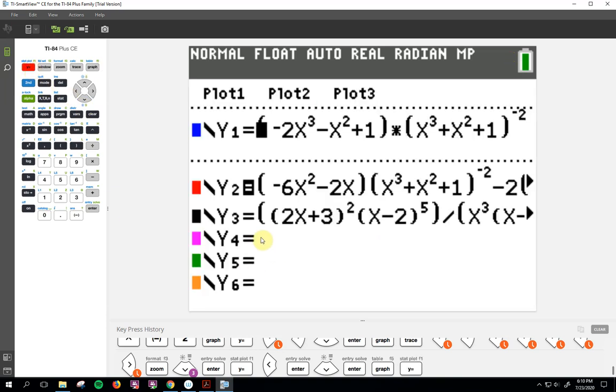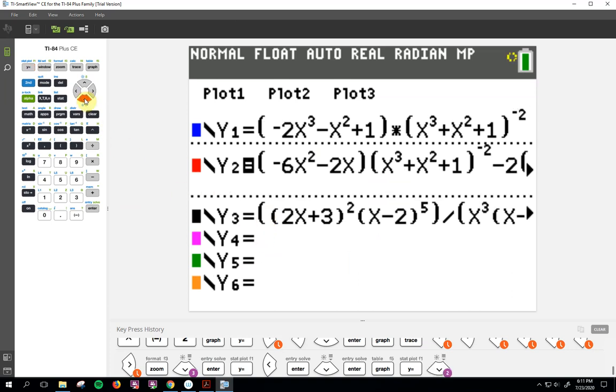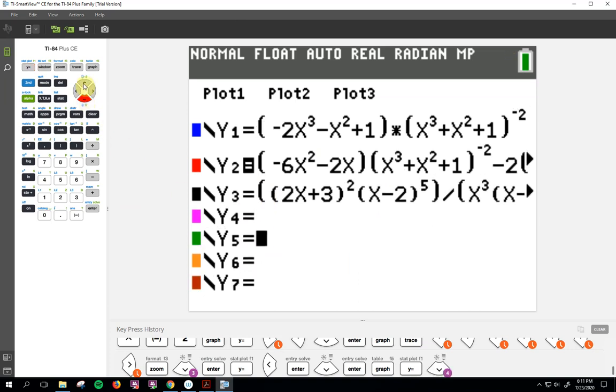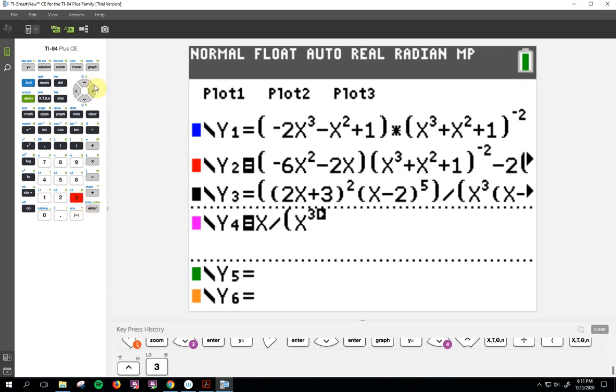What you would want to do is, in y4 or y3, for example, just in one of the other locations, type in the original function. So you type in x divided by x cubed plus x squared plus 1.